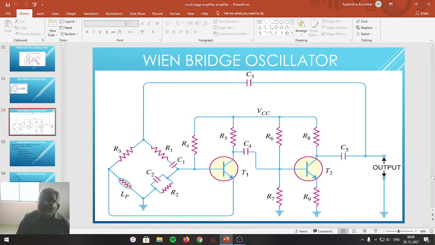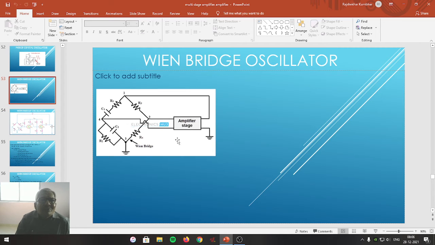Meaning thereby, look at here. R1 upon R2 is equal to R3 upon R4. R3 is a series combination of R and C. R4 is a parallel combination of R and C. You may consider this or this also. Look at here: a series combination of R and C and a parallel combination of R and C. Let me call these R3, R4, R1, R2.